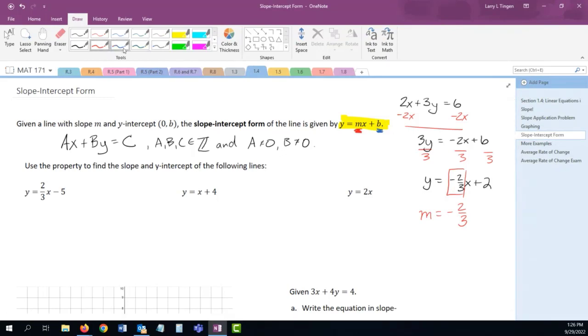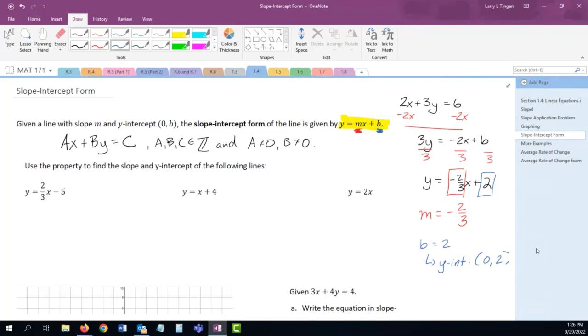It's negative 2/3 because they told me that. And then b is 2, which means that the y-intercept is the point (0, 2). Does that make sense? This is why slope-intercept form is so neat. If you can solve for y, the slope and the y-intercept are sitting right there as the coefficient of x and the constant term, and you don't have to go hunt them down by finding 2 points, finding the slope, and then chasing the slope all the way down till it finds the intercept.